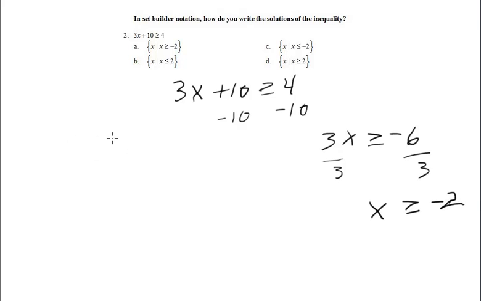So in set builder notation, we're going to write x, vertical line, such that x is greater than or equal to negative 2. And that was choice A, and that's all there is to it.